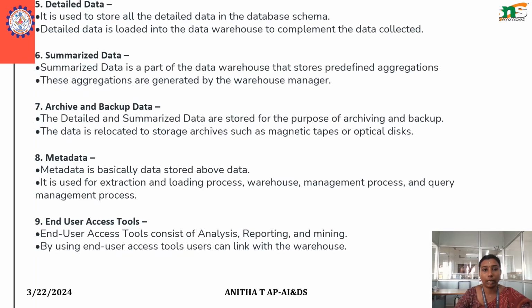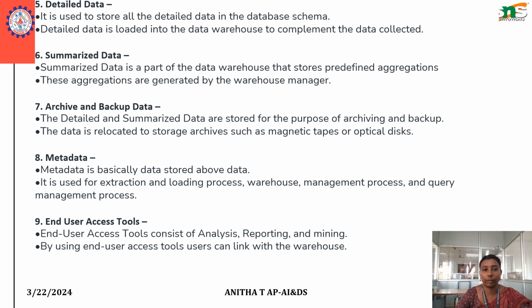Next are detailed data, summarized data, archive and backup data, metadata, and end user access tools. These are some of the data components which we use in the data warehouse and how they perform their tasks. Detailed data: all the detailed data is stored in the database schema, and it is loaded in the data warehouse to complement the data collected. Summarized data is a part of the data warehouse that stores predefined aggregations. These aggregations are generated by the warehouse manager. This aggregation is like an analytical process.